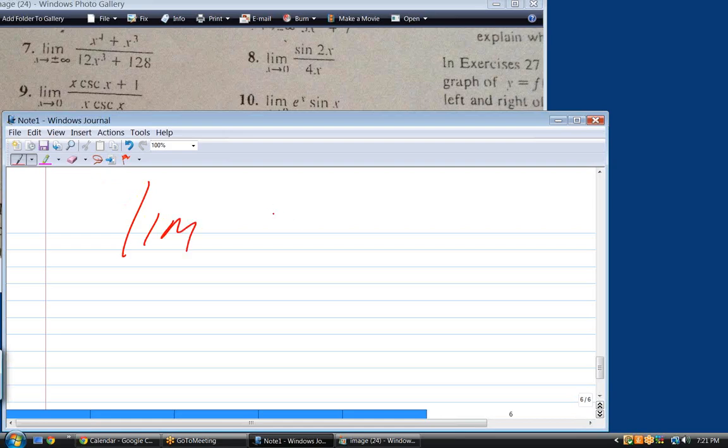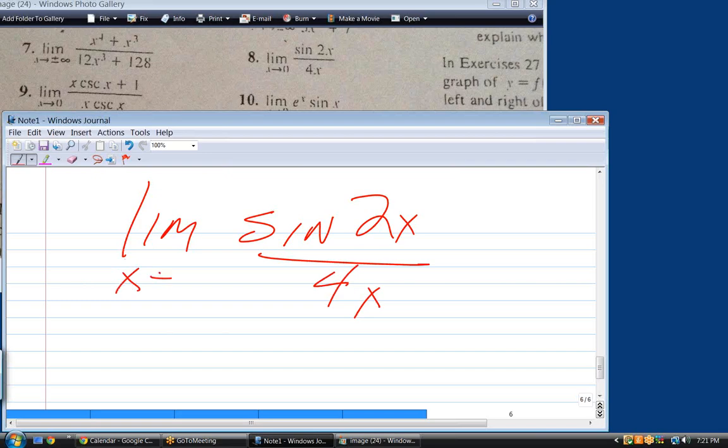All right. This is a little different. These are a little tougher here. If I do a direct substitution, what do I get? The sine of 2 times 0 over 0. Which is? The sine of 0. It's 0. So you end up with 0 over 0.